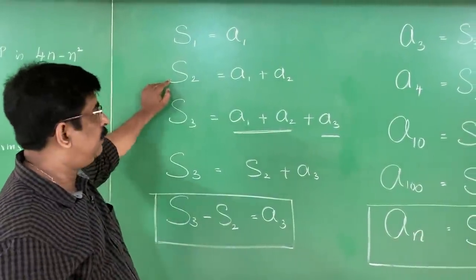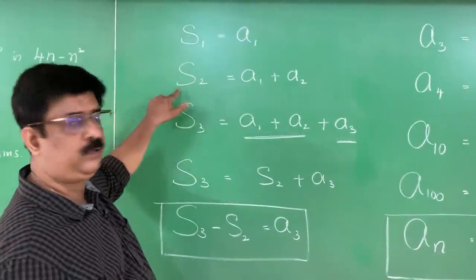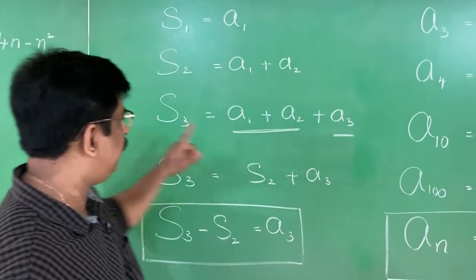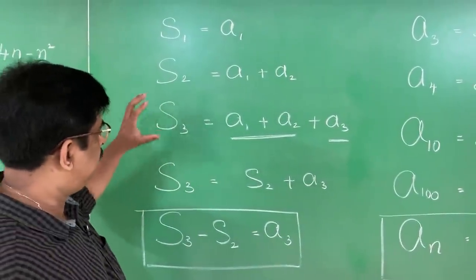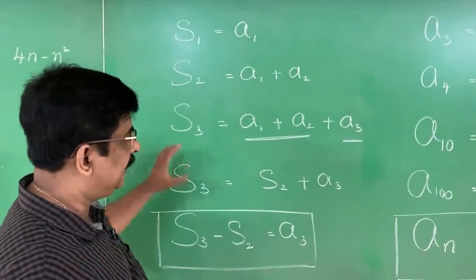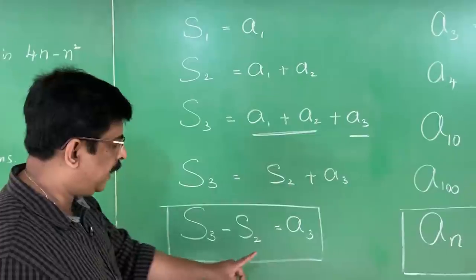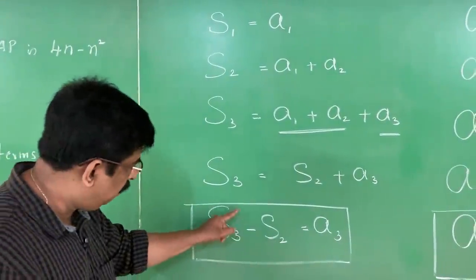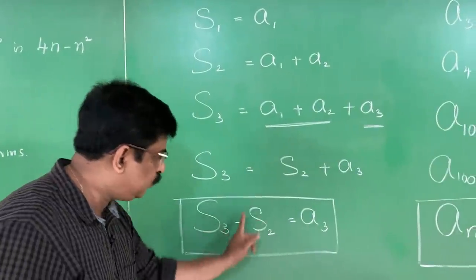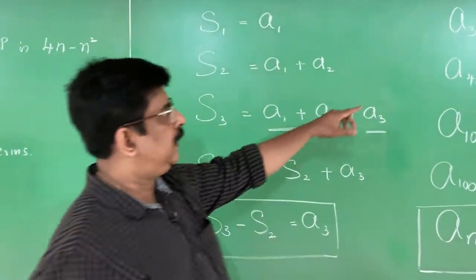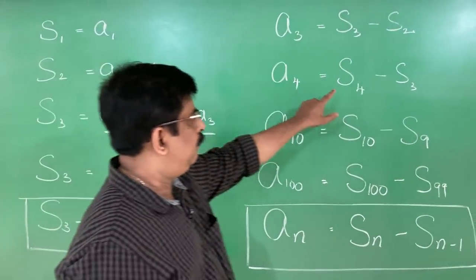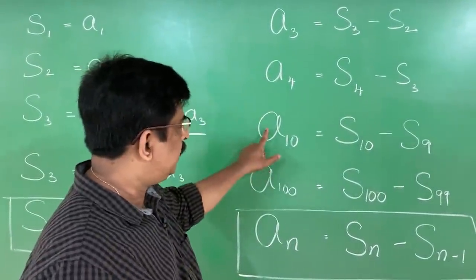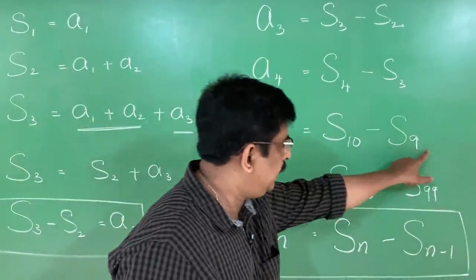S2 means what? Sum of the first two terms. A1 plus A2 is equal to S2. S3 means what? A1 plus A2 plus A3. That is, the sum of the first three terms is equal to S3. Suppose they are given the sum of the three terms, how to find the third term? We can find the third term by using the sum as S3 minus S2. From the sum of the three terms, if you subtract the sum of the first two terms, you get the third term. The same way, if you wanted the fourth term, from the sum of the four terms, subtract the sum of the three terms, you get the fourth term. If you want the tenth term, you subtract the sum of the nine terms from the sum of the ten terms.